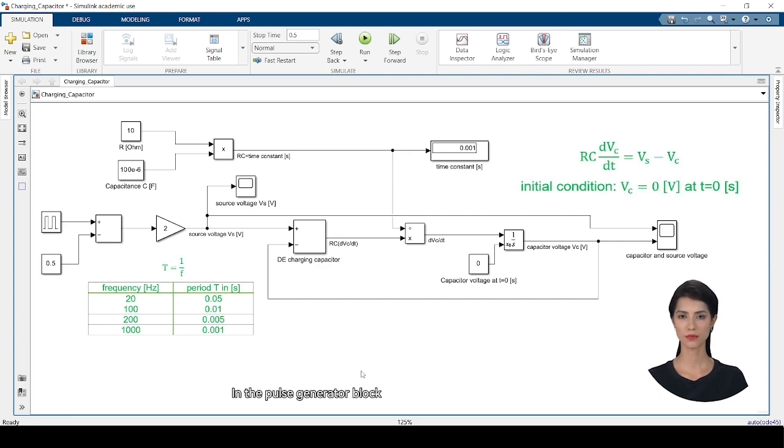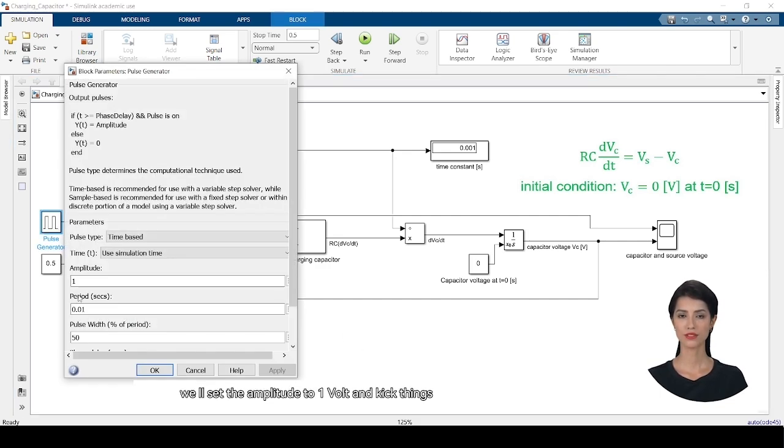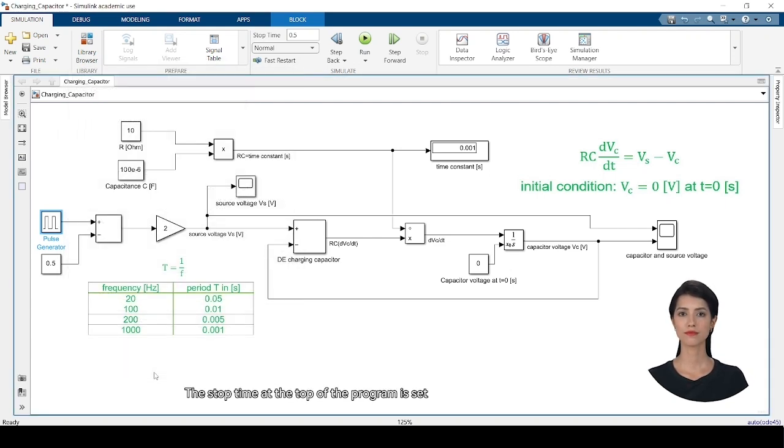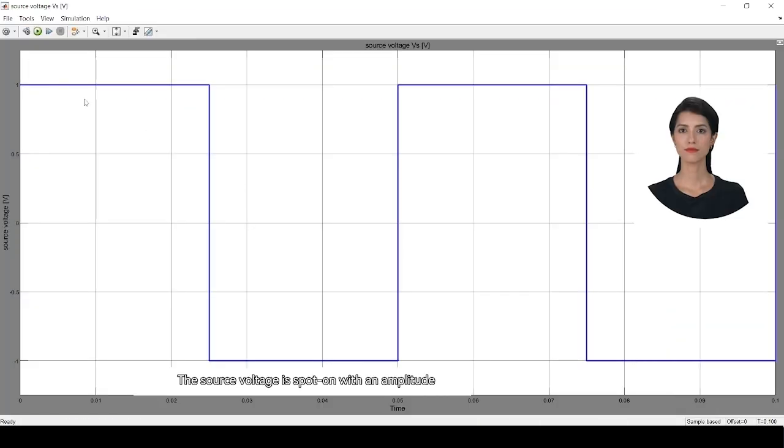In the pulse generator block, we'll set the amplitude to 1 volt and kick things off with a frequency of 20 Hz, giving us a period of 50 milliseconds. The stop time at the top of the program is set to 0.1 seconds. We next run the program. Here's what the generated signal looks like.